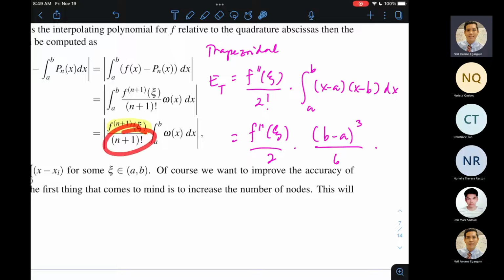Kasi even though there is a 1 over n plus 1 factorial which will drive the error down, baka naman masyadong malaki yung magiging integral ng omega. Kasi the more points you used, the higher the degree of omega is, posibleng napakalaki ng values ni omega sa mga values that are very near A or very near B, which will sort of counter yung factor na 1 over n plus 1 factorial dun sa labas nung error term.